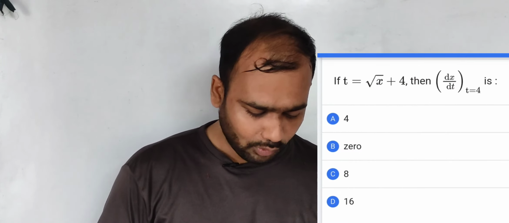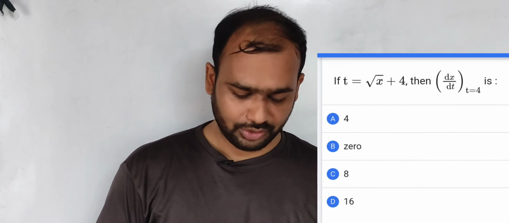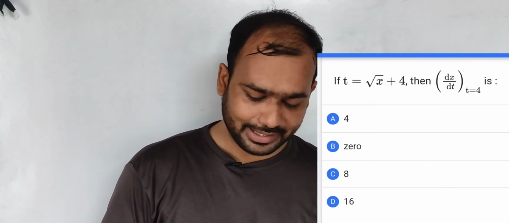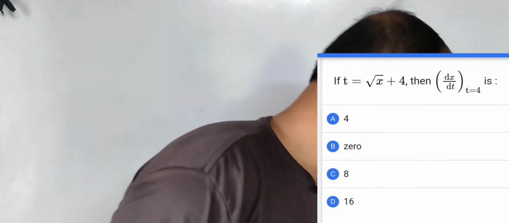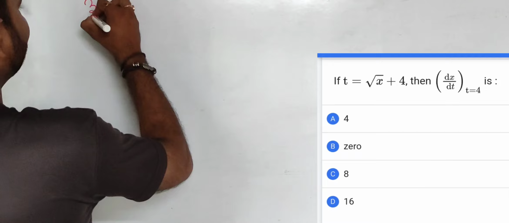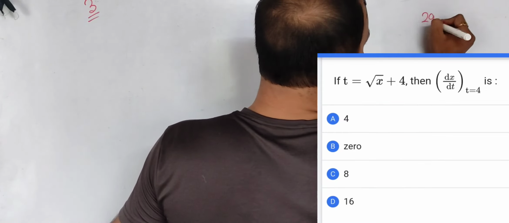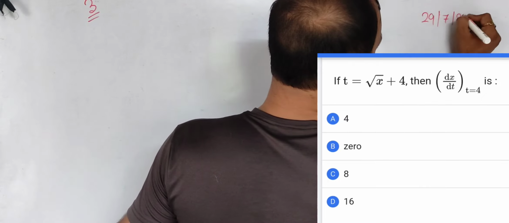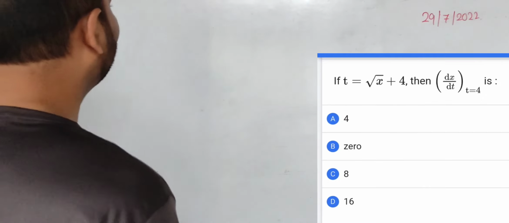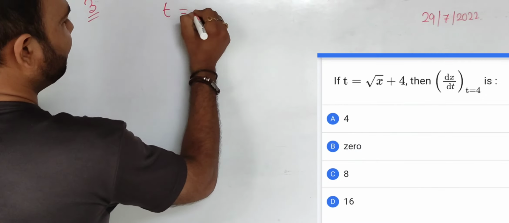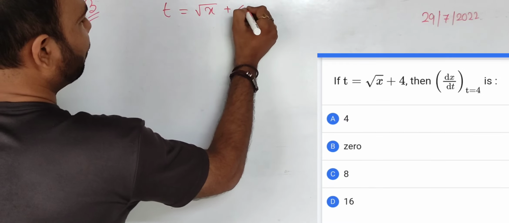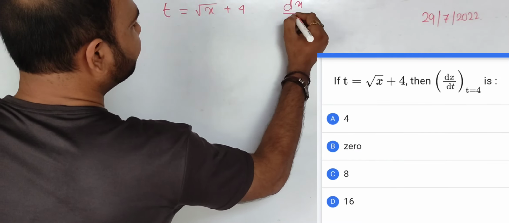Question: t equal to root over x plus 4, then find dx by dt at t equal to 4. Very simple question. Question number 3. It was asked on 29th July 2022 in the evening session. Very simple question was asked, t equal to root over x plus 4. We have to find dx by dt.